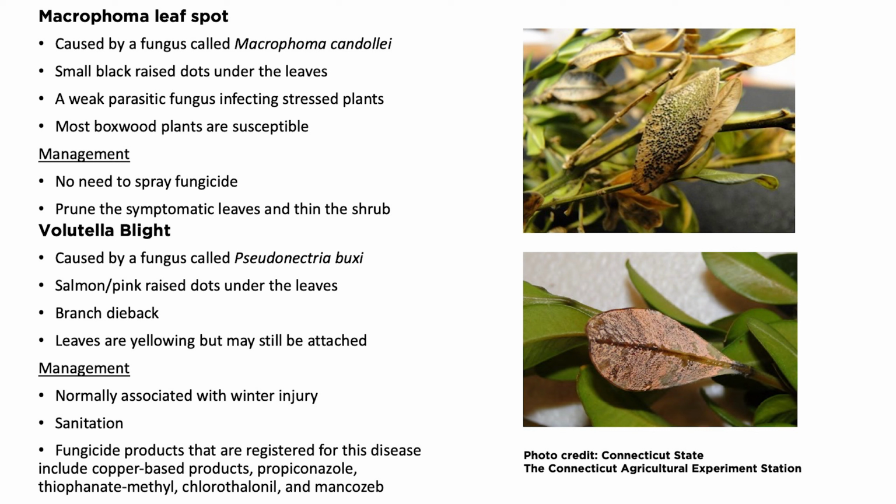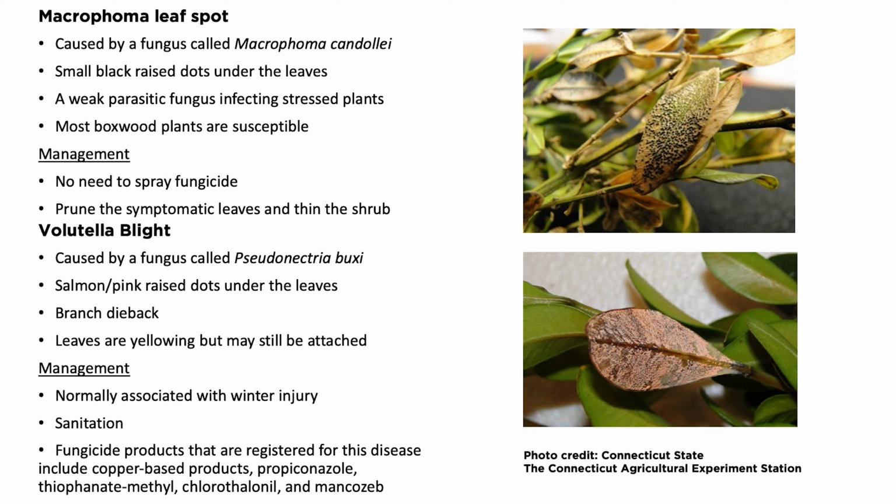It can cause branch dieback and leaf yellowing, although the leaves may still be attached to the stem. And normally, like Microphoma leaf spot, volutella blight is associated with winter injury. So it's very common to see these diseases on stressed plants. Sanitation is the primary cultural practice in controlling this disease. You can use some of the fungicide products listed over here.